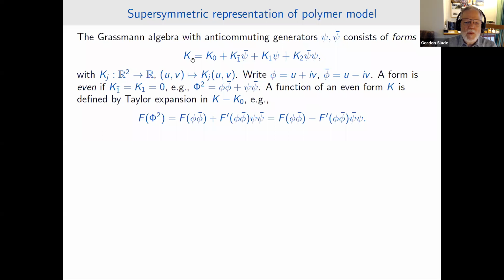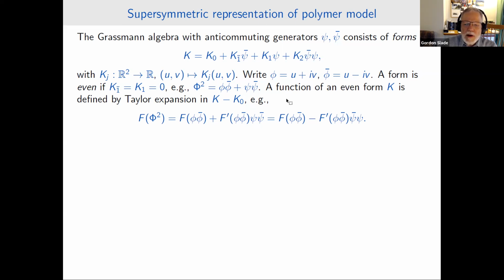And we'll say that one of these k's is even if there's no psi bar or psi term. So if k1 and k1 bar are equal to 0. That leaves k to be just k0 plus k2 psi bar psi. A favorite example is this phi squared. That's the name of the k. It's phi bar phi, or u squared plus v squared, plus psi bar psi.